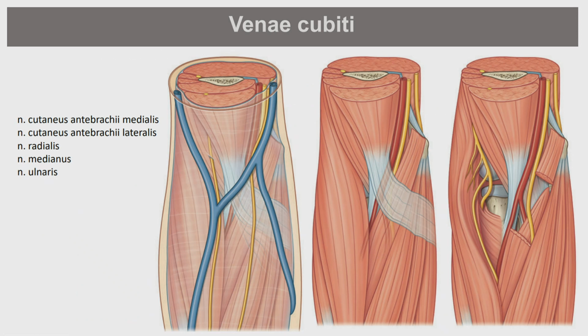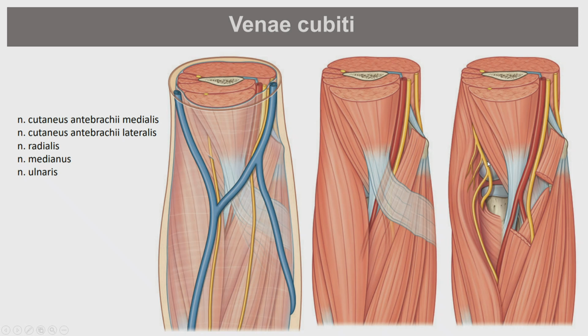And this is also very important topographical information: the nervus cutaneus antebrachii medialis, or the medial cutaneous nerve of the forearm, is together with the basilic vein after piercing the fascia. And here in this region, the cephalic vein is accompanied by the nervus cutaneus antebrachii lateralis, or lateral cutaneous nerve of the forearm, a branch of the musculocutaneous nerve, with the cephalic vein.